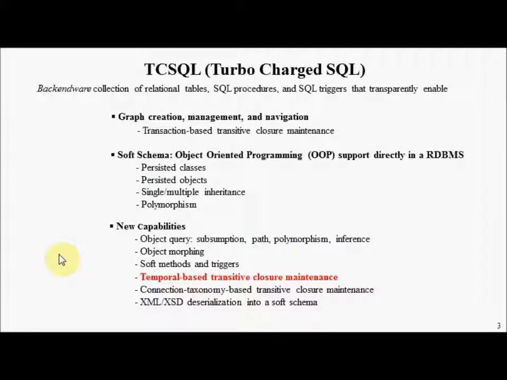To address the challenges identified in the last slide, we're going to look at a technology called TCSQL. In particular, we're going to look at its ability to maintain transitive closure through time. So as nodes and connections are added or deleted in a graph, the transitive closure is maintained, keeping a historical record of those changes.